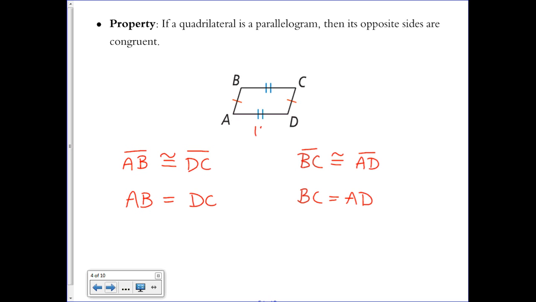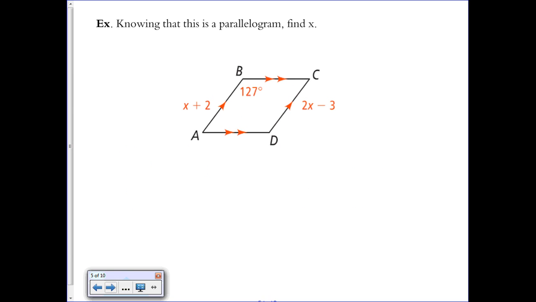So if this was 15, this would be 15. If this was 8, this would be 8. For example, knowing that this is a parallelogram, can we find x? So in parallelograms, opposite sides are congruent to each other, so we can set up the equation, x + 2 equals 2x - 3, and then solve for x. Easy as that.